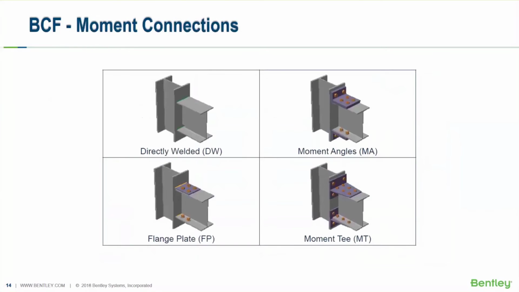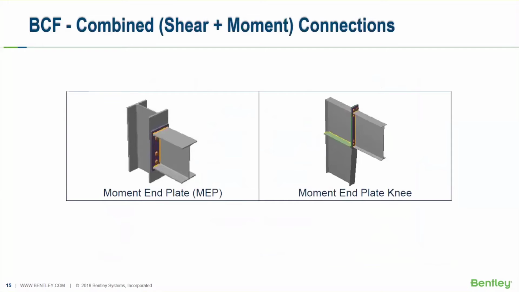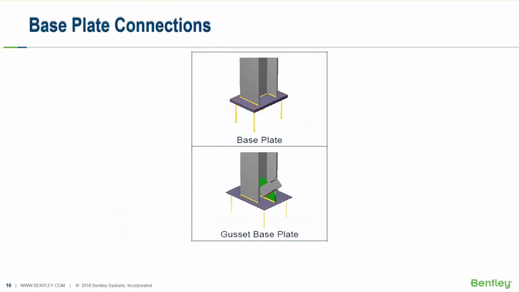And if I talk about the moment connections, they can be directly welded. I can provide moment angles, flange plates, or moment T. Or I can have a combined action, which is shear plus moment, which is my moment end plate connections. If you have a tapered kind of section, we can even design the moment end plate knee type of connections. And of course, the base plate connections, I already said. For base plate connection, you can see two types here. One is simple base plate, and the other one is with a gusset. So if you have a bracing which is coming out of the base plate, even that kind of a connection we can handle.